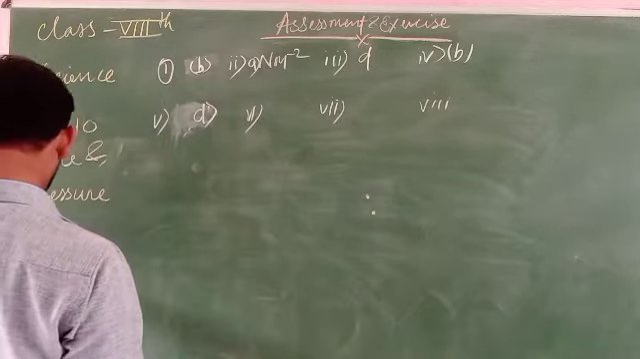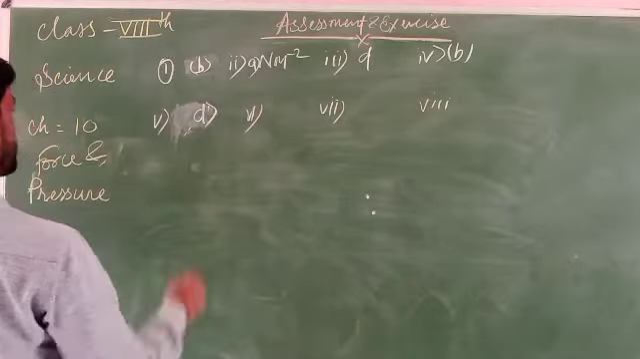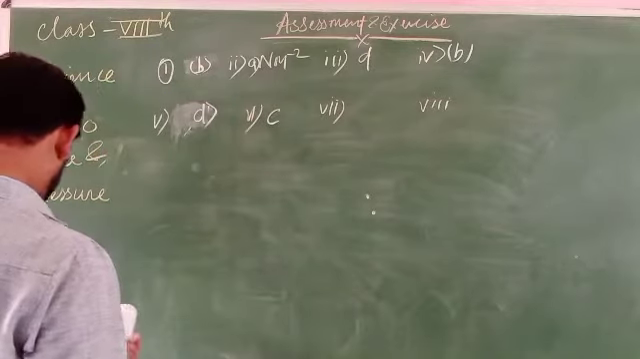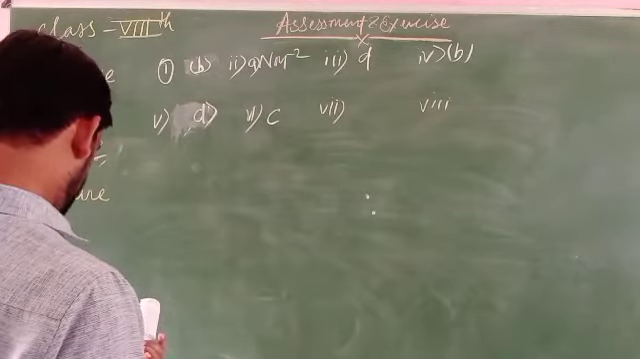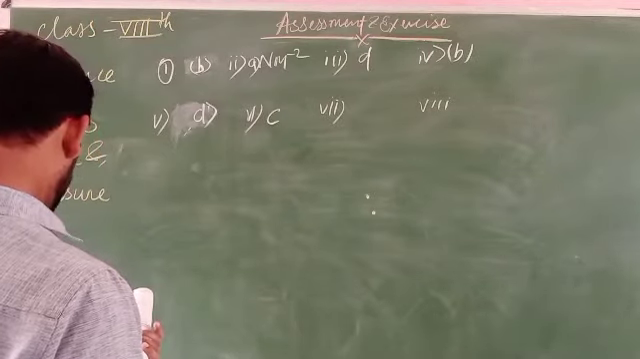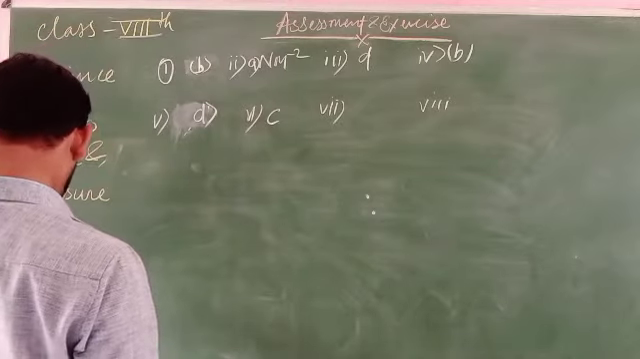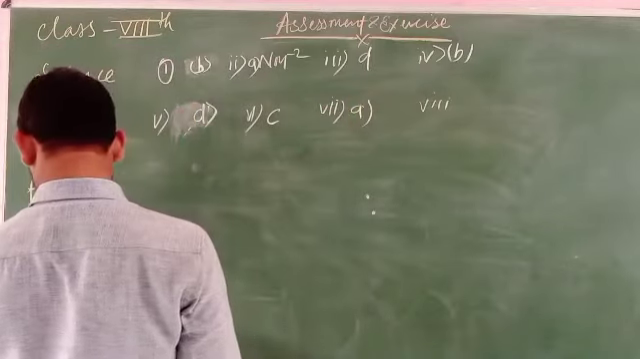Two objects repel each other. This repulsion is due to magnetic force, sixth is C. Seventh: a water tank has four fixed points A, B, C, D as shown in the figure above. The water will flow out at the same pressure from the taps at B and C. That is A.